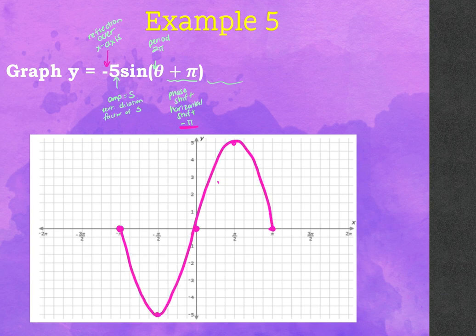And then there's my curve. Reflected over the x-axis, amplitude of 5 or a vertical dilation of a factor of 5, a phase shift negative pi.